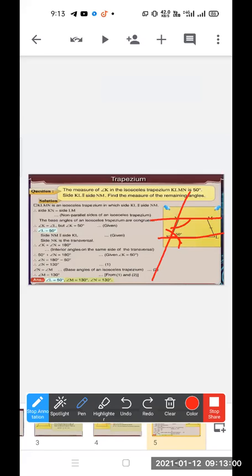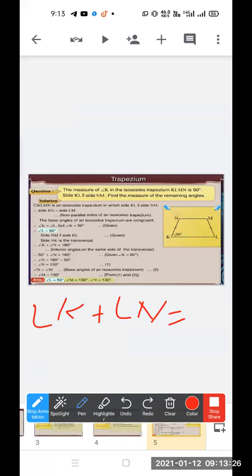These are the parallel lines, and NK is the transversal, children. The angles formed on the same side of the transversal are interior angles, and we have studied the interior angle test of parallel lines. What is it? Interior angles formed on the same side of the transversal are supplementary. Therefore, angle K plus angle N is equal to 180 degrees, because they are interior angles, and interior angles are supplementary.